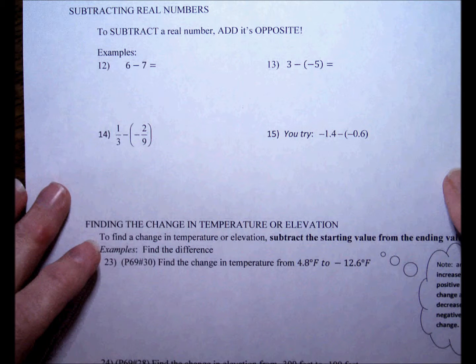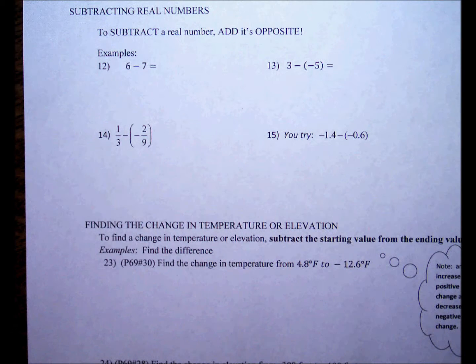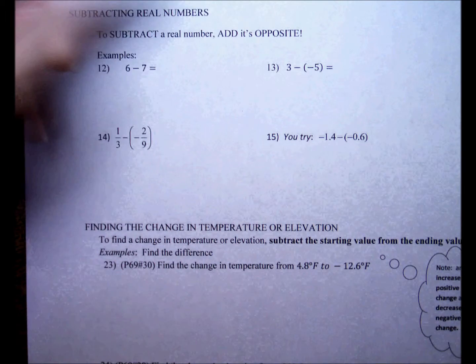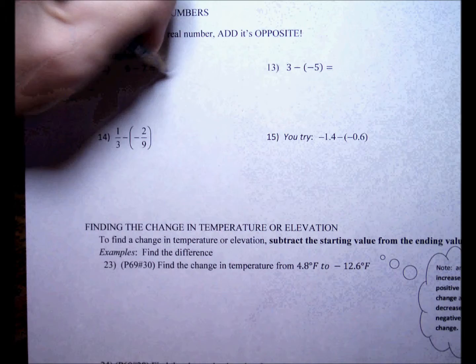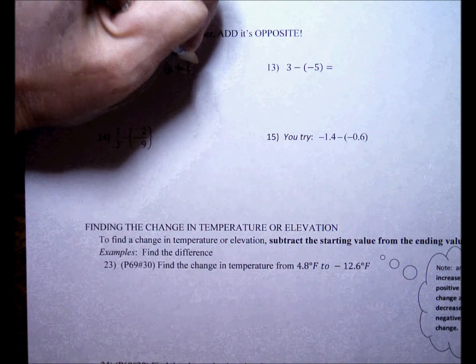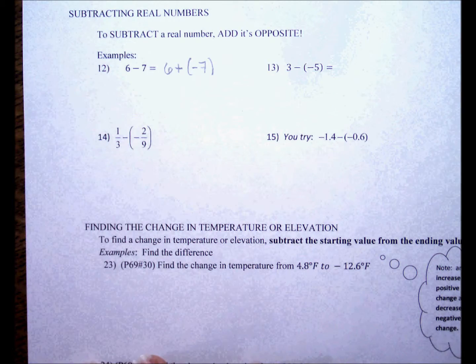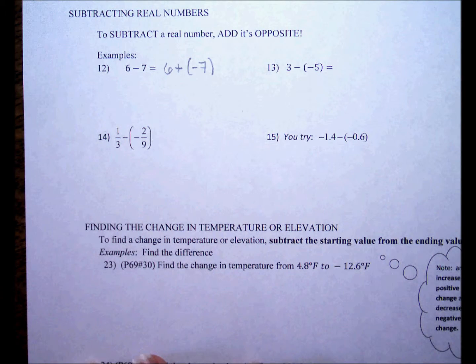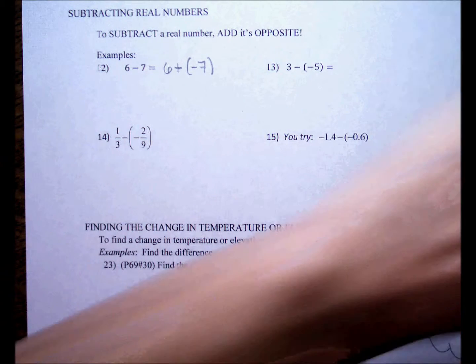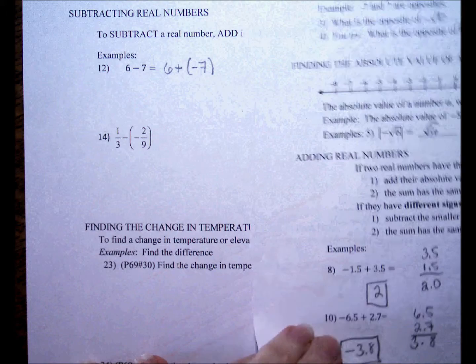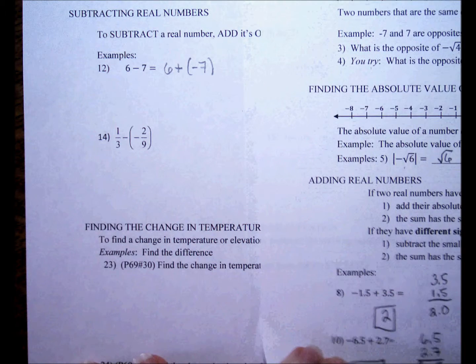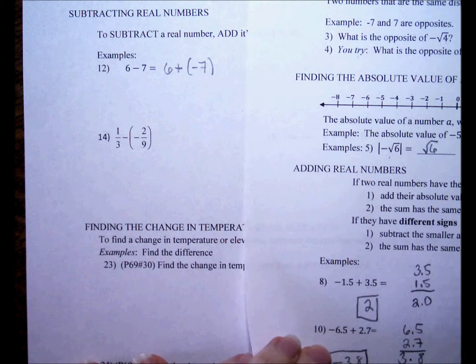All right, now we're going to subtract real numbers. Now, the nice thing about subtraction is it's really just addition, because when we subtract a real number, all we have to do is add its opposite. So 6 minus 7 is the same thing as 6 plus negative 7. So we can turn all of these into addition problems. And we can go back and use our rules from the other page.